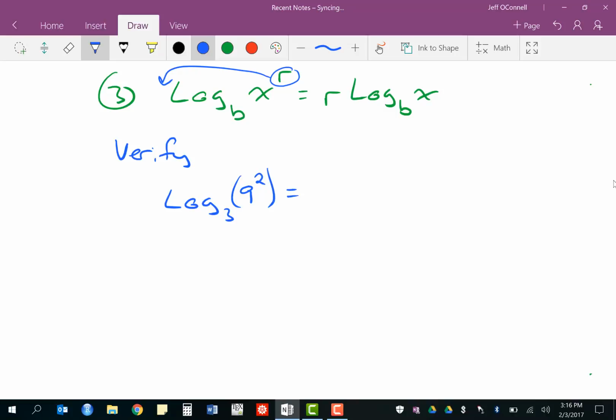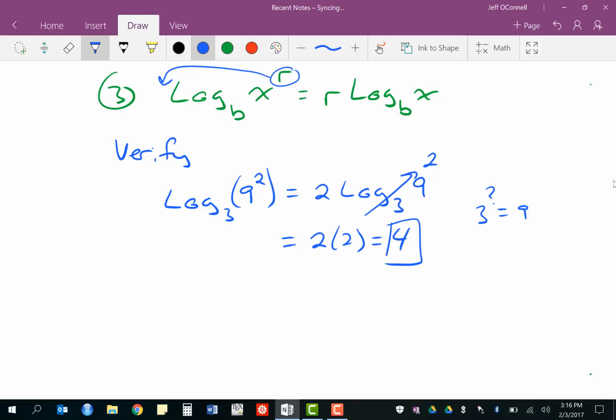So if this property is true, I'm going to be able to write this as 2 times the log base 3 of 9. Log base 3 of 9, well, let's see. 3 raised to what power is equal to 9? Looks like that would be 2. So the right-hand side of this is 2 times 2, and lo and behold, that also is equal to 4. So third property, log base b of x to the r is r times the log base b of x.